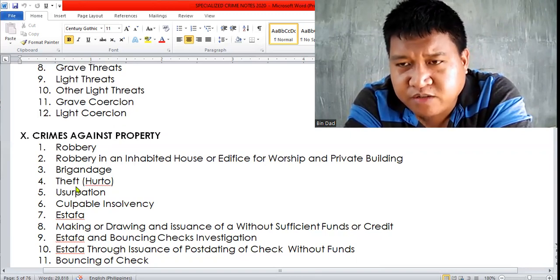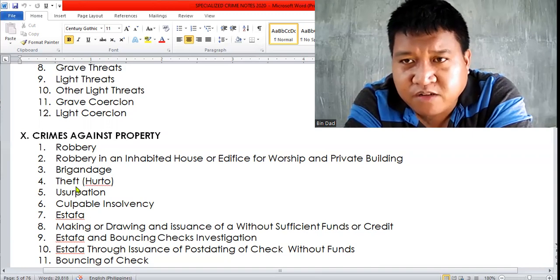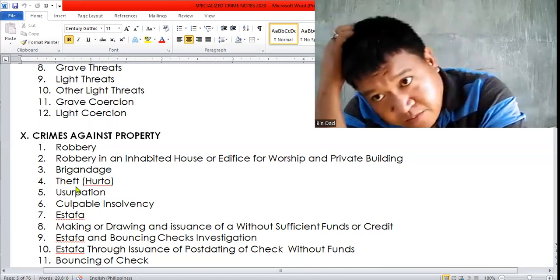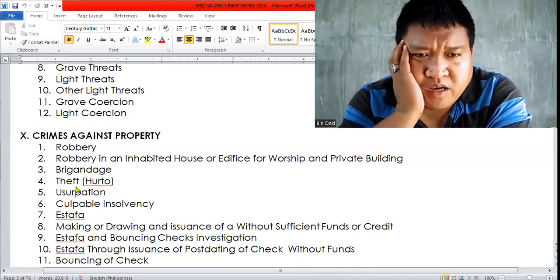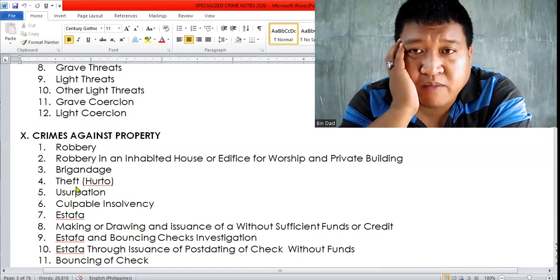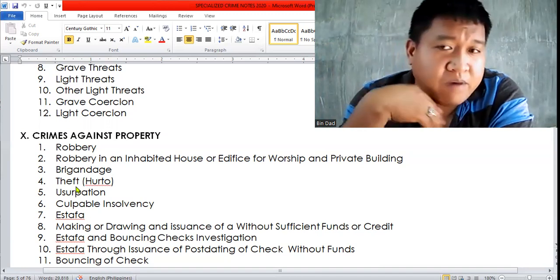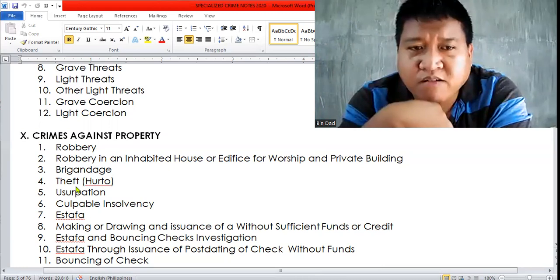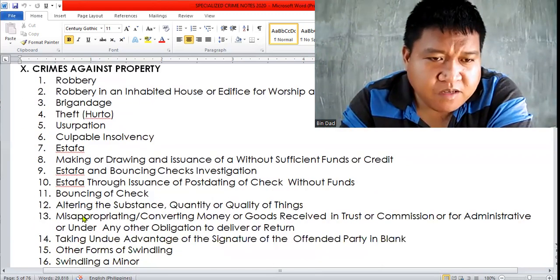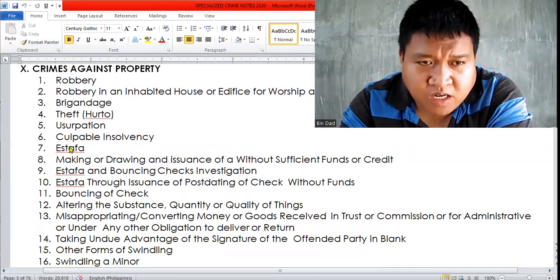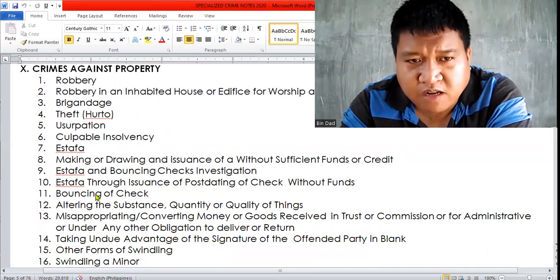Bouncing of check is one, but it is defined under special law, BP 22, no? Estafa, no? Panloloko yan. Making or drawing an issuance, pag ikaw ay kumain sa isang restaurant, hindi ka nagbayad, you can be charged of estafa. Panloloko yan, no? Yan. Bouncing of check, that is still estafa, no? Hindi ko lang naalis yan.